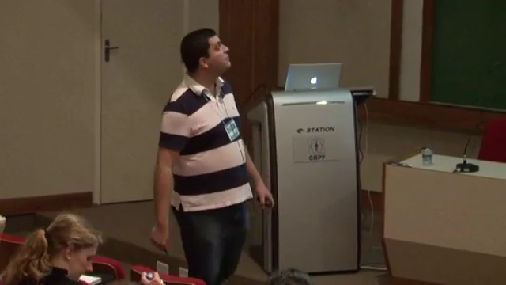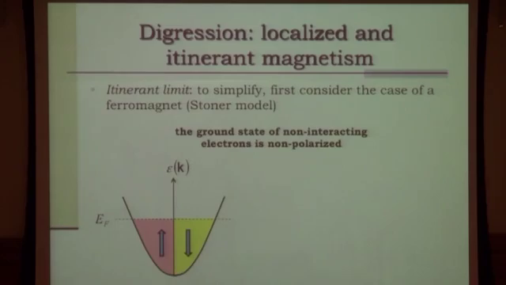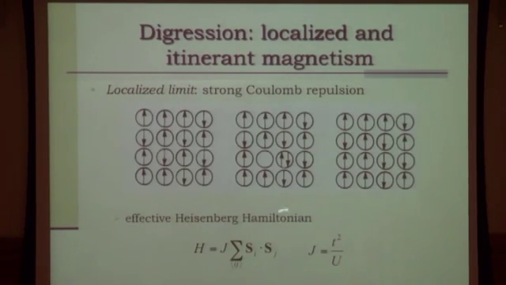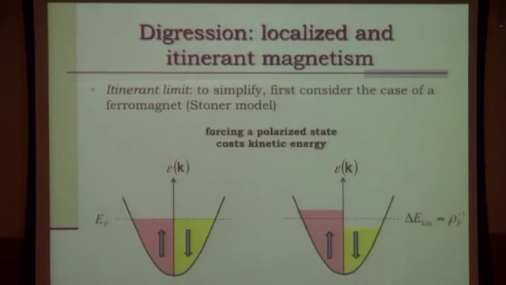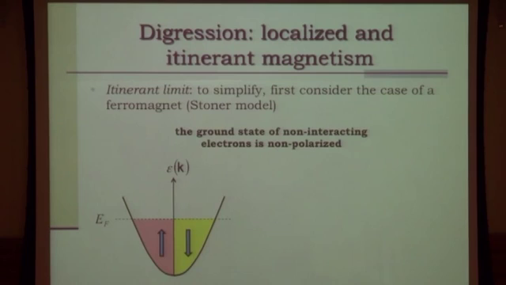Let me go to the complete opposite limit, the itinerant limit. As the name says, now the electrons are not localized on the sites, but their wave functions are Bloch wave functions. So it's much simpler in the sense that it's just a free electron gas. I'm going to claim that, unlike the localized limit where the energy gain comes from the kinetic term, here the energy gain comes from the Coulomb term, which is small. It's the other limit of the same model, if you wish.